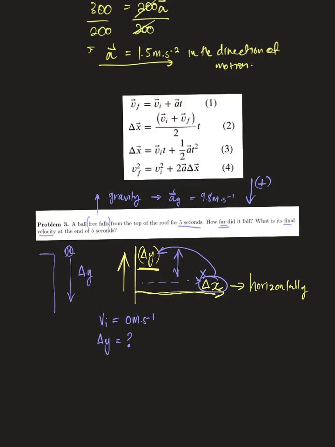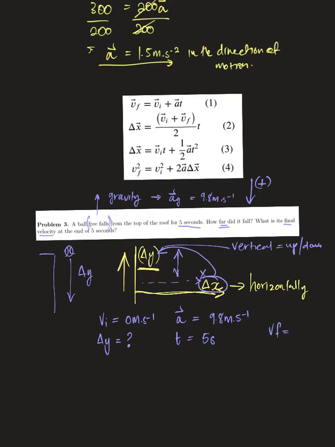So remember, delta Y is vertical, which is either up or down. We don't know that value. We know that the acceleration, because it's a free fall, is 9.8 meters per second squared. We know that time is equal to 5 seconds. And they also want to know V final.